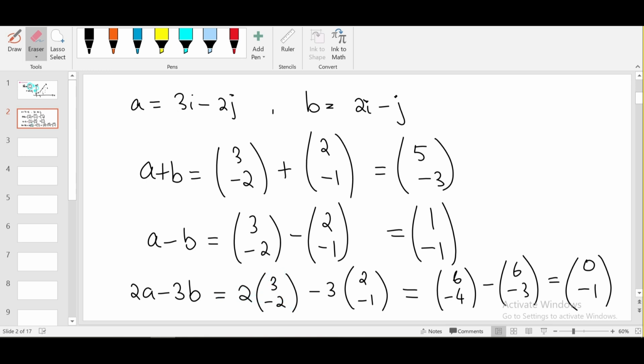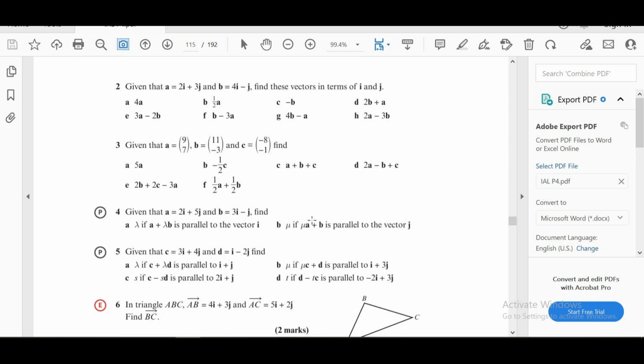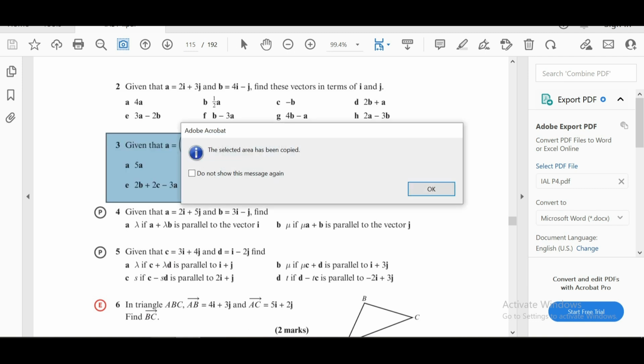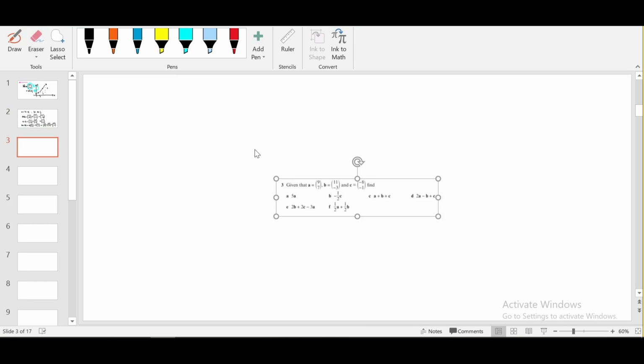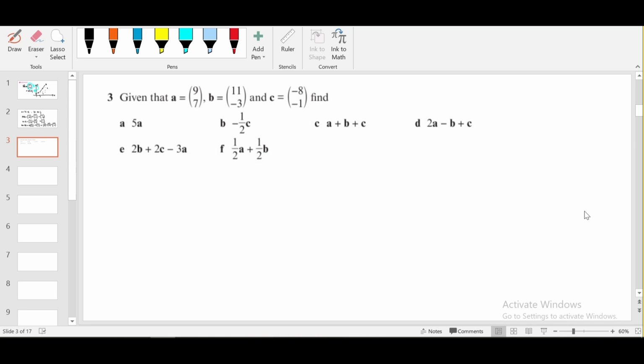I want you to copy that. I'm going to move on to exercise 7B now. Exercise 7B, questions 1, 2, 3 are basic ones. Probably from question number 3 I'll take one or two just to show you. Question number 3 is this. You have 3 vectors given in column vector form, matrix form. They want you to find these things. So probably I'll take E first.